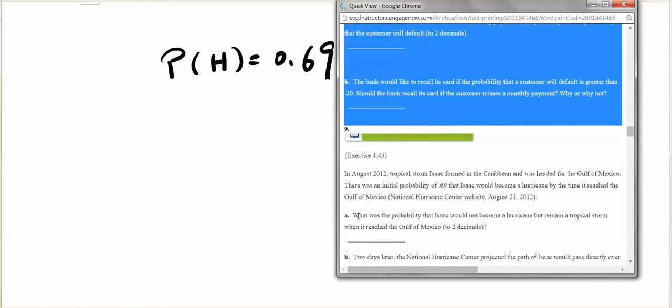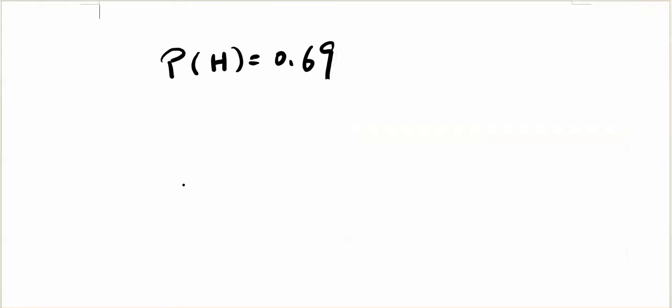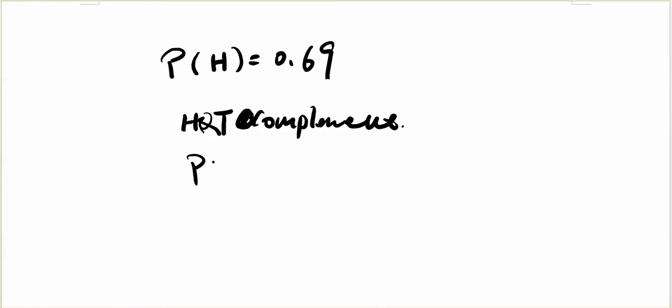And the first question is, what was the probability that Isaiah would not become a hurricane, but remain a tropical storm when it reached the Gulf of Mexico? So if it is not a hurricane, definitely it will be a tropical storm. Given we know the probability of H is 0.69, H hurricane and tropical storm are complement events. So now you should know the probability of tropical storm is equal to 1 minus 0.69. So we got 0.31 as the probability of tropical storm.